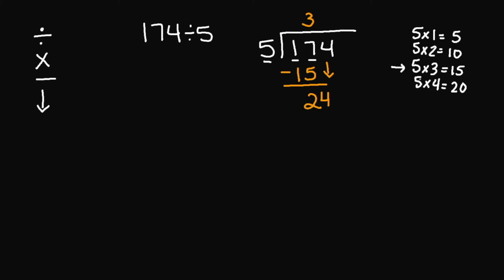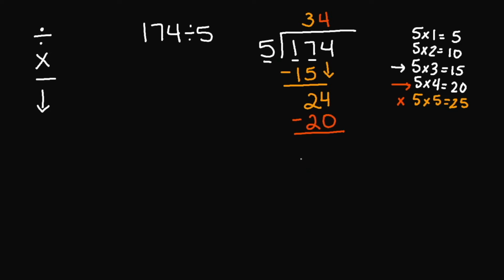So let's finish our chart here. We have 5 times 4 is 20. Let's see 5 times 5 to see what number I get. And that's going to give me 25. So I do not want to use 5 times 5 because that's too high. But I can use 5 times 4. That's the closest, largest number that I can use. So 5 times 4, I'm going to write a 4 on top. 5 times 4 is 20.